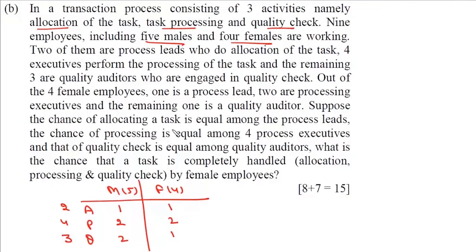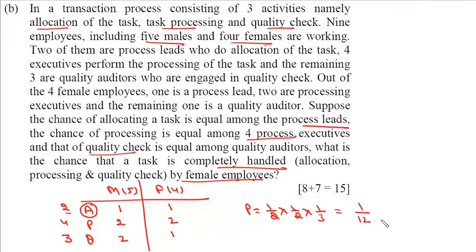Now suppose the chance of allocating a task is equal among the process leads, equal among processes and equal among quality checks. What is the probability that the task is completely handled by a female employee? Now for this, the required probability will be: the lead has to be female. Here we have 2 people, out of which 1 is female. So this probability will be 1 by 2 into. Now for the second one, this probability will be simply 2 by 4, which again is 1 by 2. And for quality it is 1 by 3. And the process of choosing an employee across any process is independent. So this required probability is simply 1 by 12.